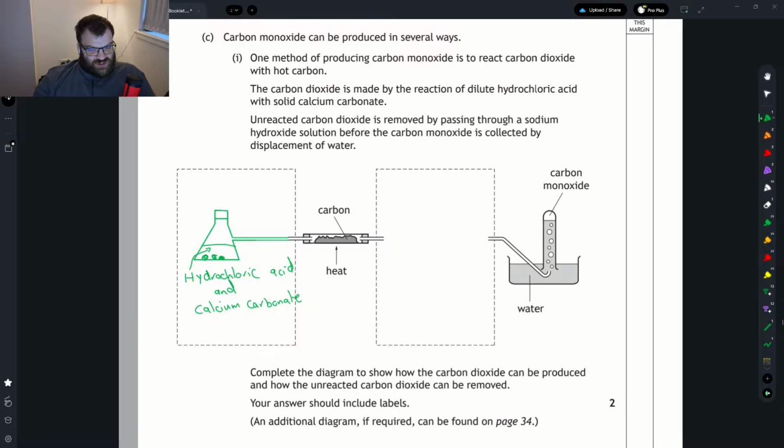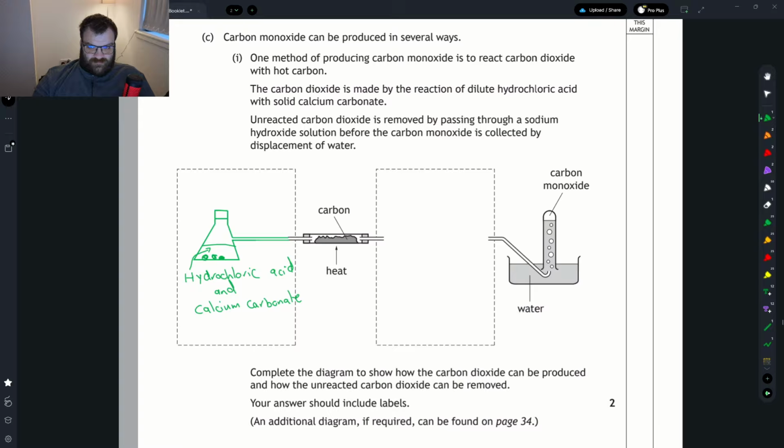So we could use a test tube. I'm using a flask. It doesn't say anything else. It doesn't say what particular thing we're using for it. This middle part that we've already done is a good way of passing the gases through.